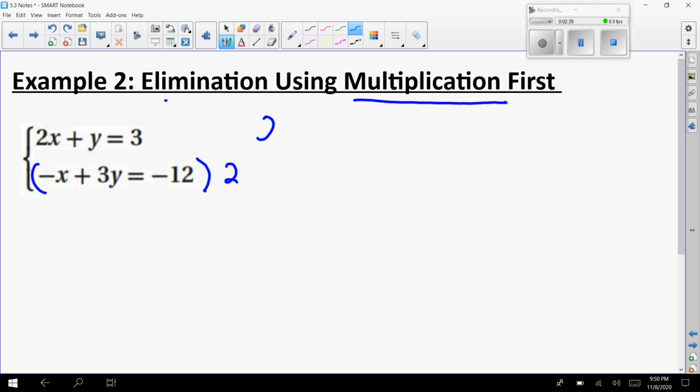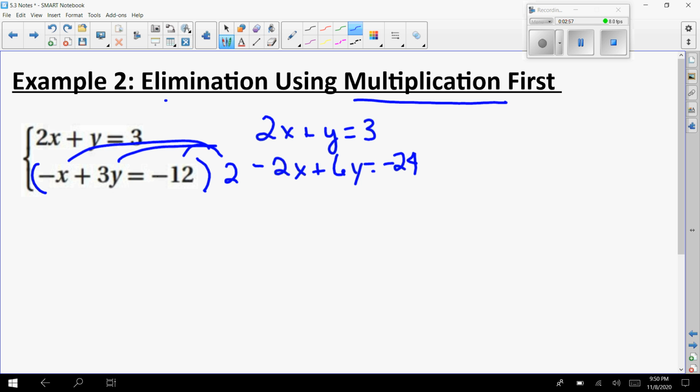So I get 2x plus y equals 3 for the first. Underneath, I would have negative 2x plus 6y equals negative 24. Remember, you have to distribute the 2 to all parts. Now we can add. 2x and negative 2x is 0. Y plus 6y is 7y equals 3 plus negative 24, negative 21. So y equals negative 3 once we divide by the 7.